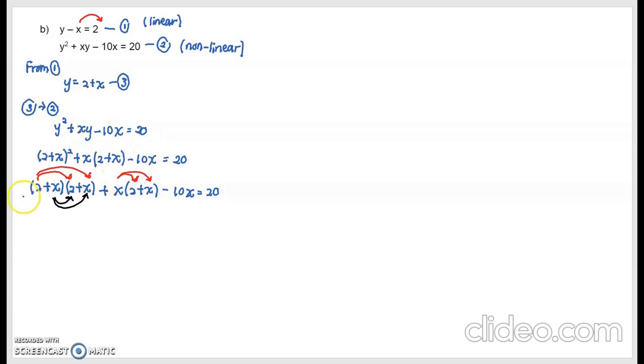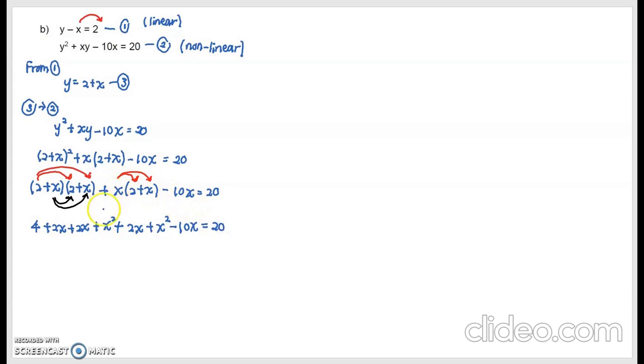So from here, 2 times 2 is 4. 2 times x, 2x. X times 2, 2x. X times x, x squared. Plus x times 2, 2x. X times x, x squared. Minus 10x is equals to 20.